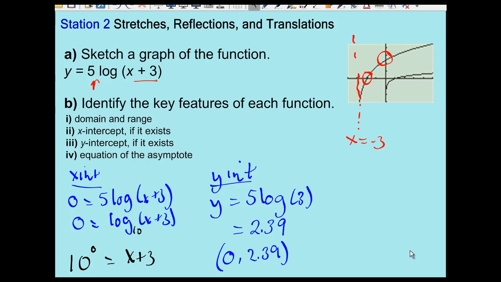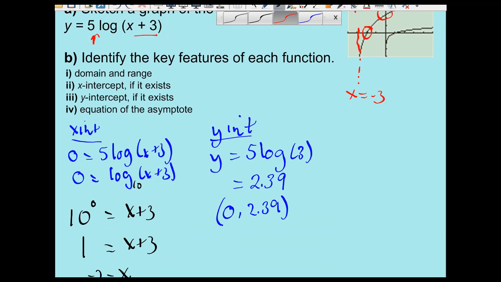So here is the x and y-intercept. Again, setting y to be 0, solving for x. Notice this step right here. We went from taking the log form to the exponential. So review the last video if you need to take a look at that.